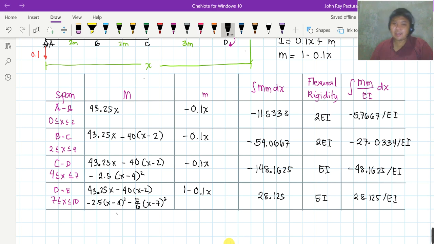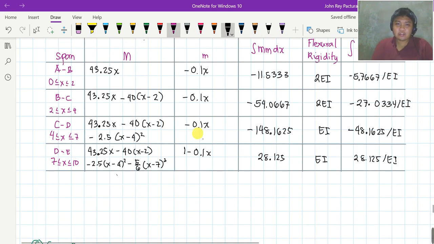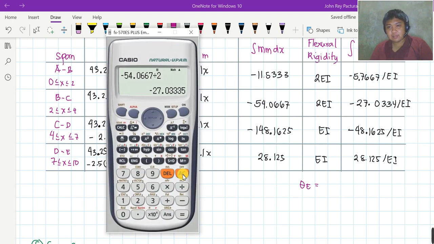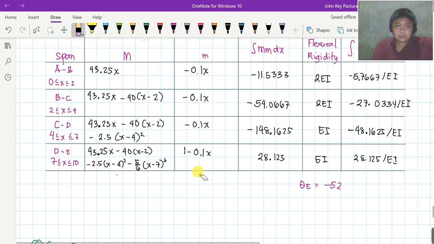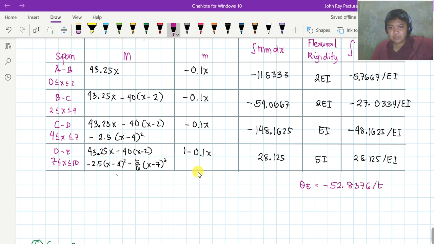And again, to determine the slope at D, all you need to do is to add those values. So the slope at E will be equal to negative 5.7667 minus 27.0334 minus 48.1625 plus 28.125. So, ang sagot is negative 52.8376. Okay? Negative 52.8376. All over EI, of course.